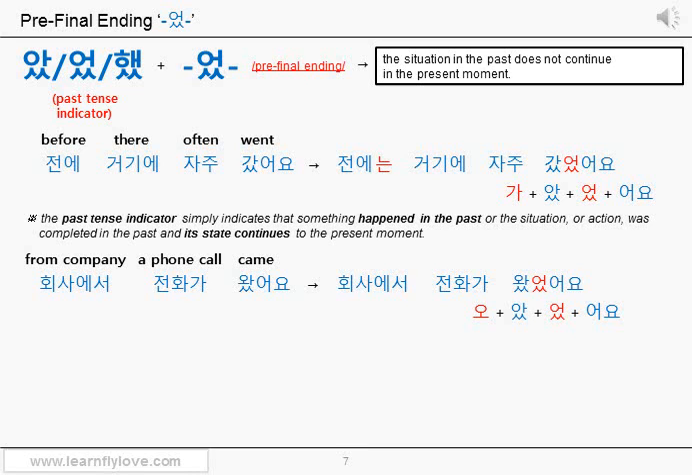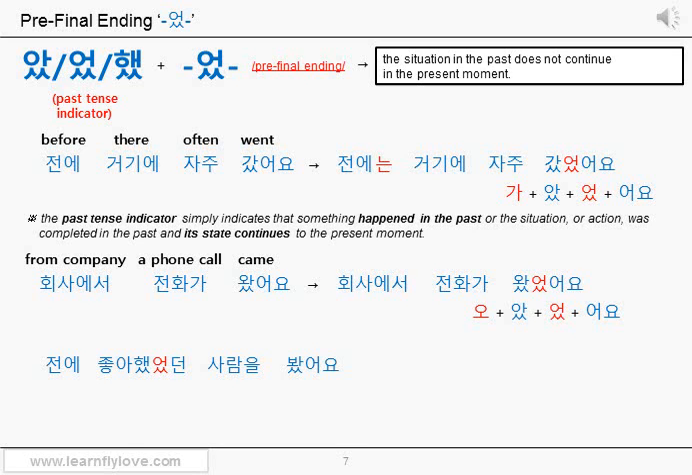How about the second sentence? 회사에서 전화가 왔었어요. Because of the pre-final ending ot, it means someone called you from the company, but he or she hung up the phone already. The state of making a phone call does not continue to the present moment. Okay? Let's see the next sentence.